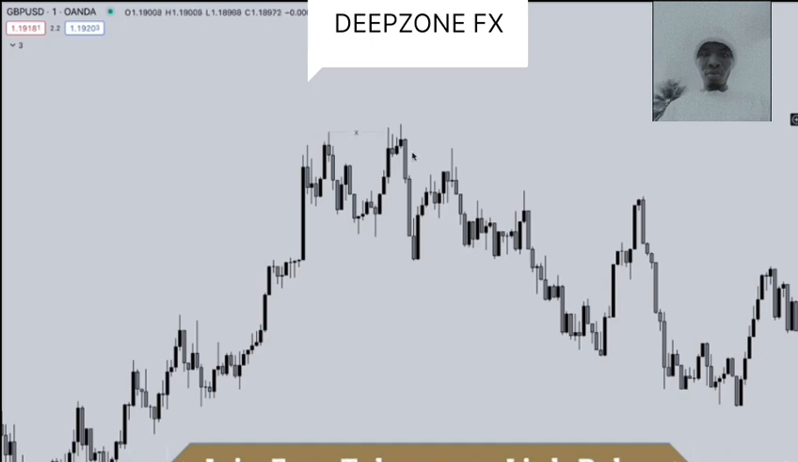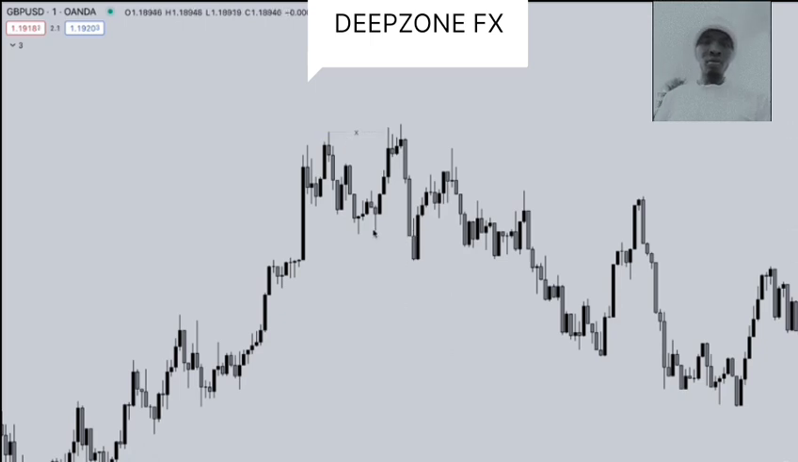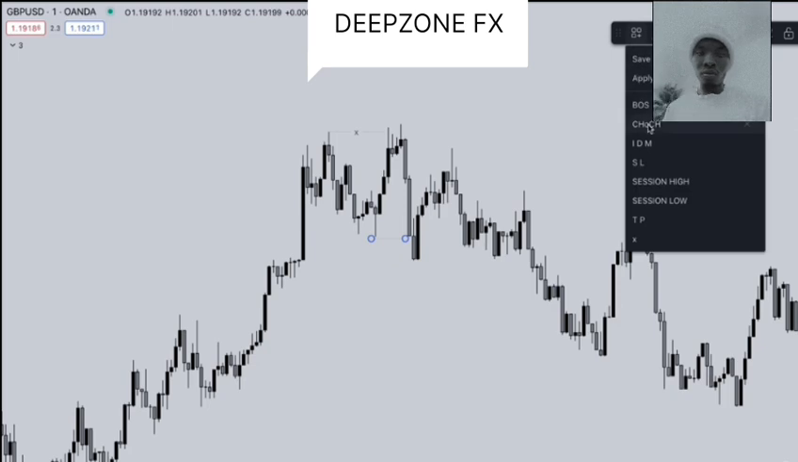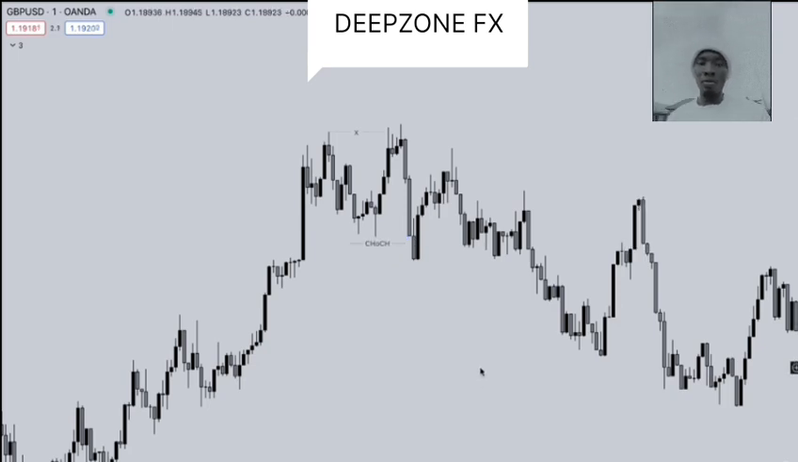Previous structure high swept, pushed downside and broke this low, and this low acts as our change of character, because before this move the market was bullish and now this becomes our valid change of character. After this change of character, what happened here? You have to mark where our imbalance is, where our order block is, right? Before marking the order block, you have to mark where our valid imbalance is.